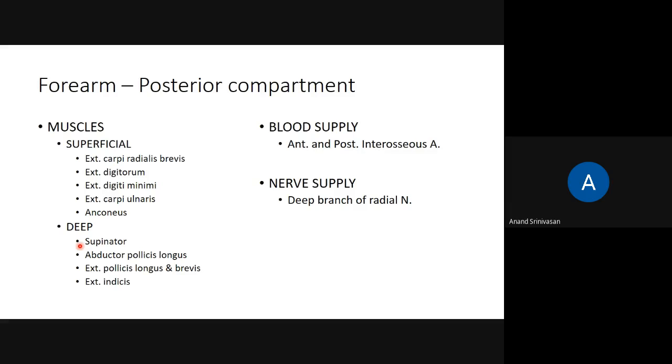And there are two muscles which help in the abduction of the thumb. So that's called abductor pollicis longus. But the brevis I didn't include here because it is a muscle of the hand, not in the forearm. Okay, so abductor pollicis longus and abductor pollicis brevis. They help in the abduction of the thumb.